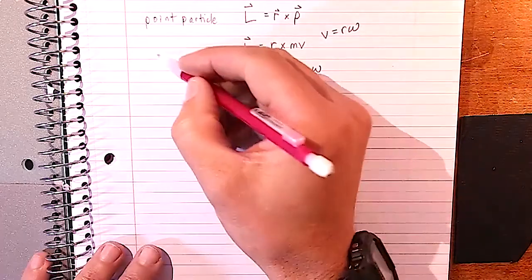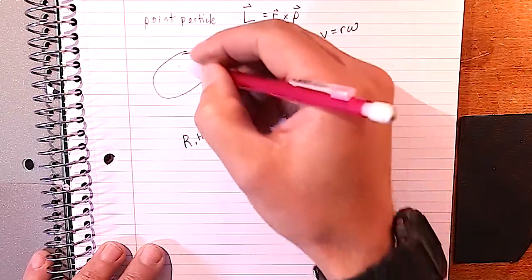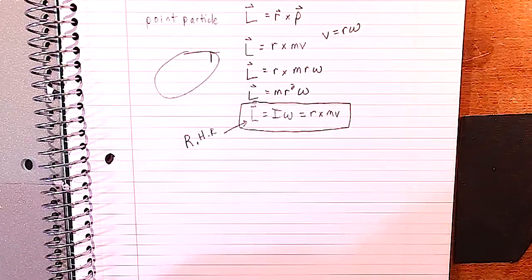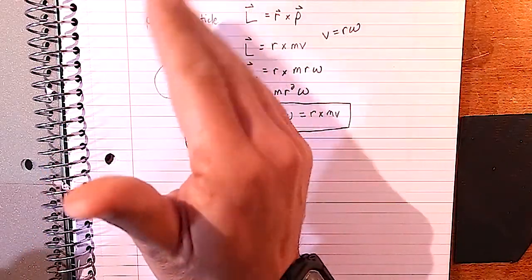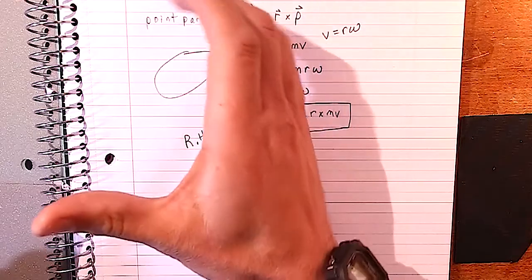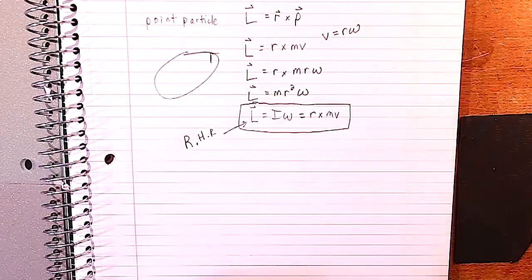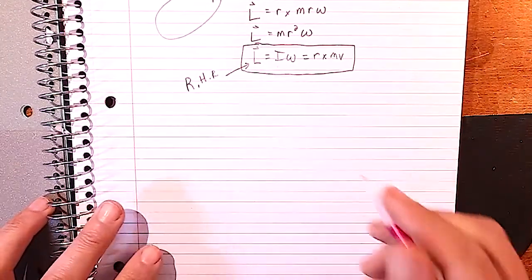But because we're dealing with circles, if we know the direction of the circle, instead of doing r cross p, we can just make it easier and curl our fingers. And I'll show you an example of that right now.